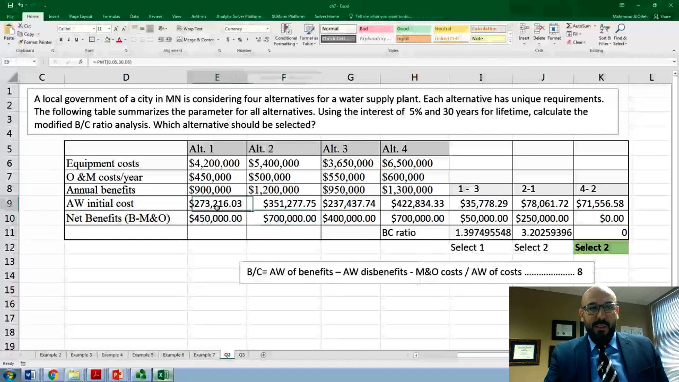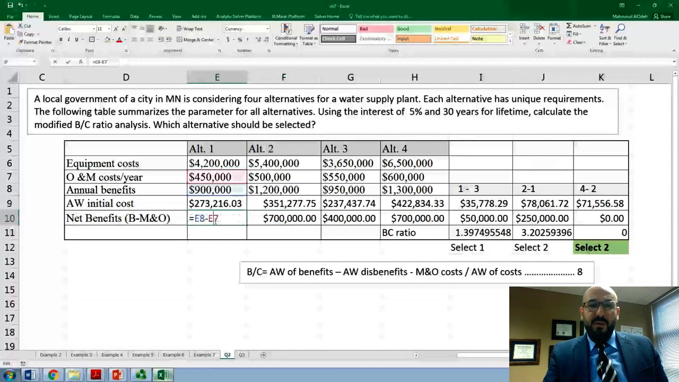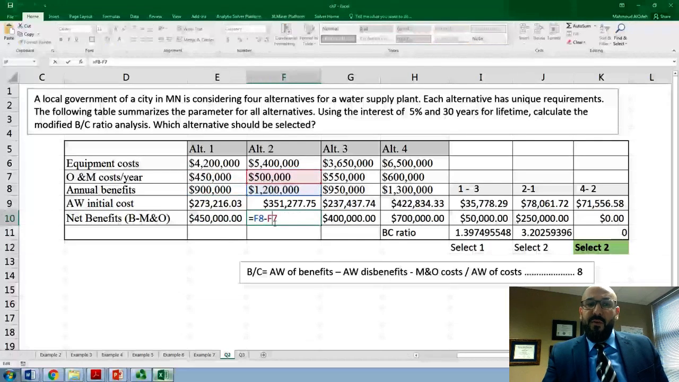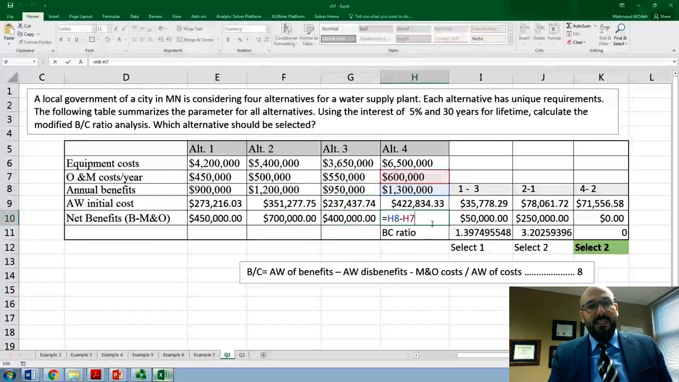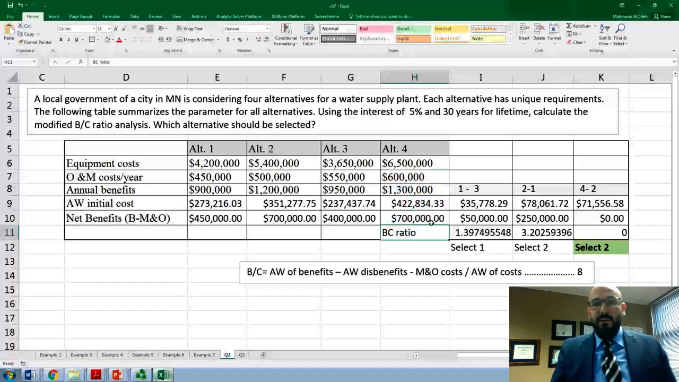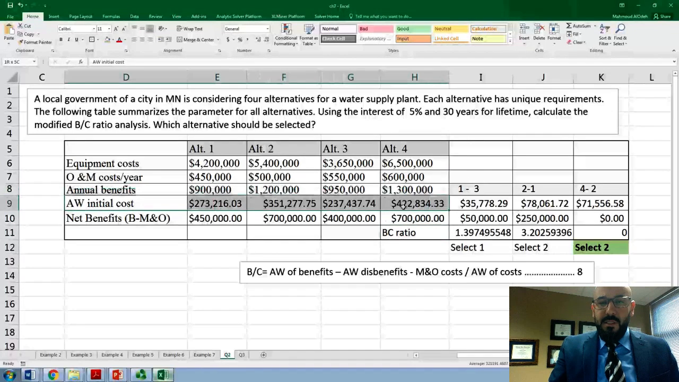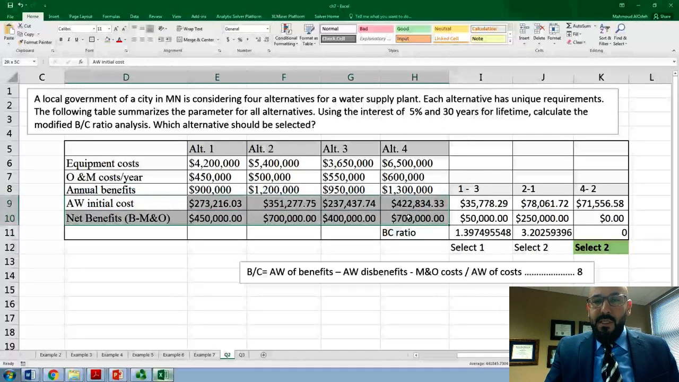So starting with the first one, net benefit would be the benefit of 900,000 minus the maintenance and operational cost. For the second alternative, we do the same thing, benefit minus the maintenance and operational cost. Alternative 3 is the same, and alternative 4 is the same as well. Now we're going to use these 2 rows to conduct the BC analysis. However, because we have more than 2 alternatives, we have to use the incremental analysis.